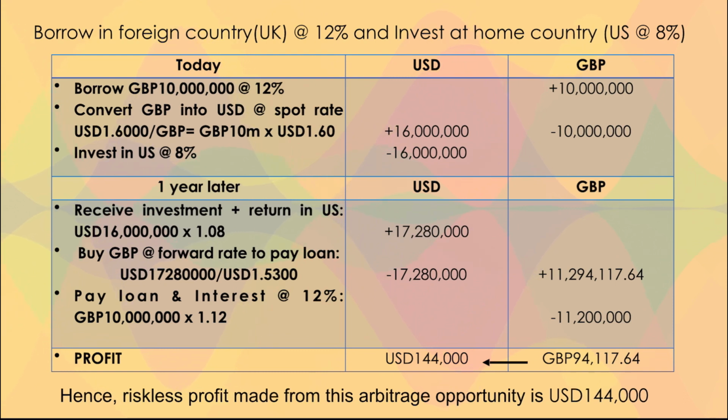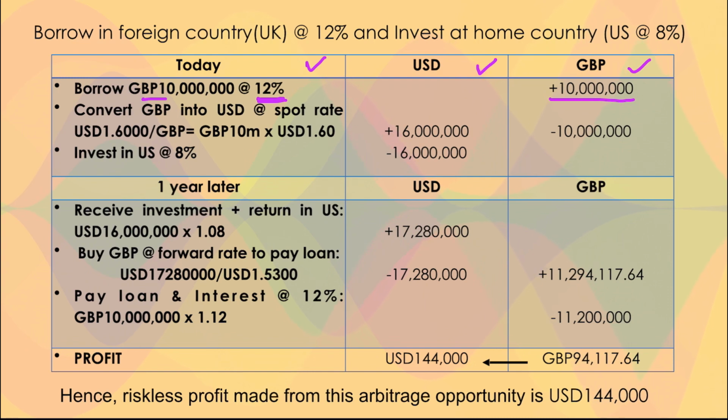Okay, let's do it. Because arbitrage exists and we already know where to borrow and where to invest. Now, Mr. Ali has 10 million. Today, borrow 10 million GBP at 12%. So we have 3 columns here: the description, the USD and GBP. When you borrow GBP, we add 10 million GBP here.